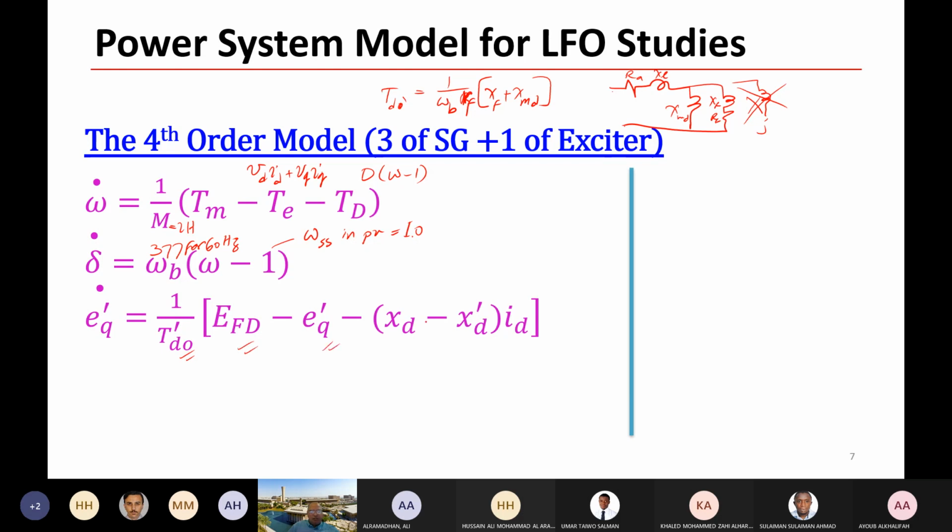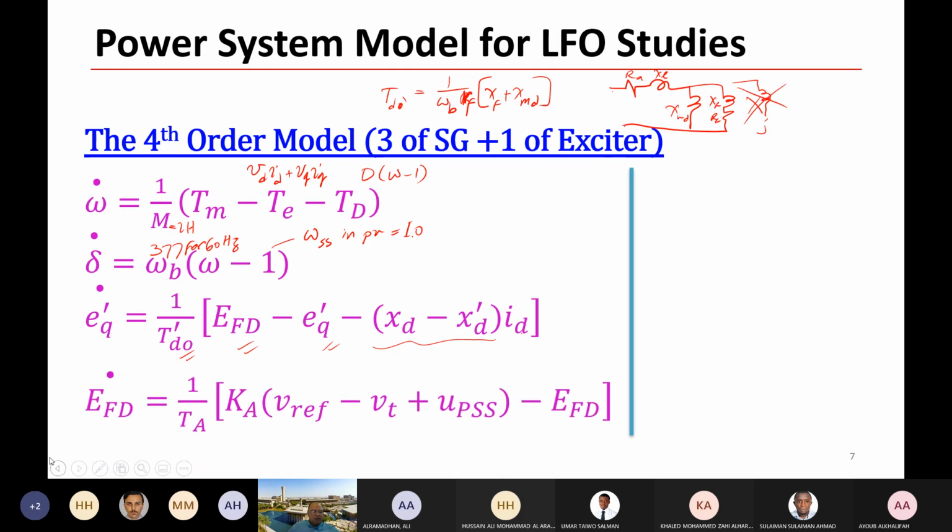EFD, EQ prime, XD minus XD prime, and these are the parameters of the machine, so you have them, multiplied by the direct axis current ID. And the fourth state, which is EFD dot of the exciter, 1 over the automatic voltage regulator time constant TA, the automatic voltage regulator gain KA, V reference minus terminal voltage, plus UPSS if you have it. If you don't have UPSS, this becomes 0. If you don't have a stabilizer, minus EFD. So these are the states. These are the nonlinear equations.